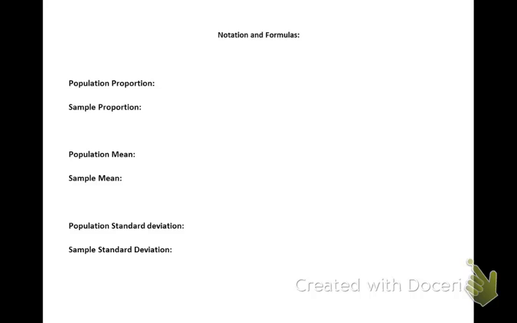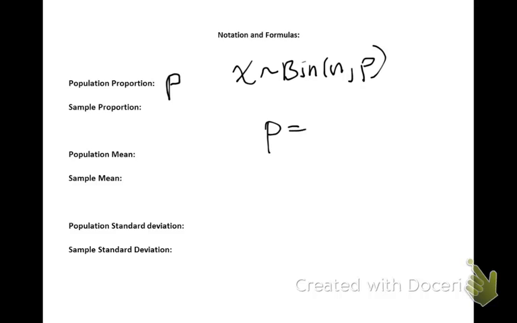We need to go through some notation and formulas for these problems. The population proportion is the symbol p. This is what we've been using in the notation x ~ binomial(n, p). It's the proportion for everyone. The formula to calculate p would be the number of successes in a population out of all members of the population. The sample proportion is p hat.